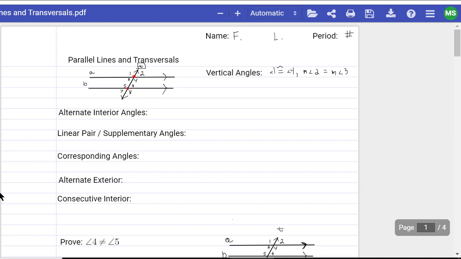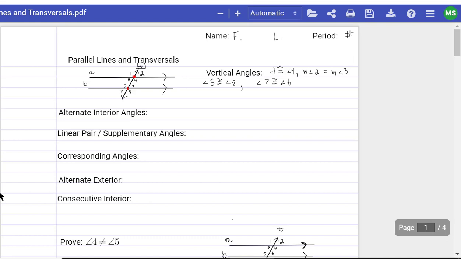We're going to have to understand that angle 5 is congruent to angle 8. And finally, angle 7 is congruent to angle 6. So these have the same values. So if angle 1 is 50, then angle 4 is going to be 50.